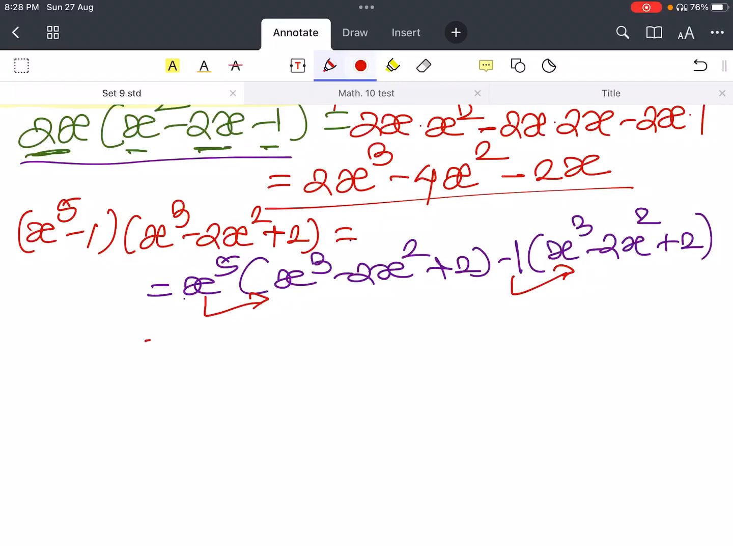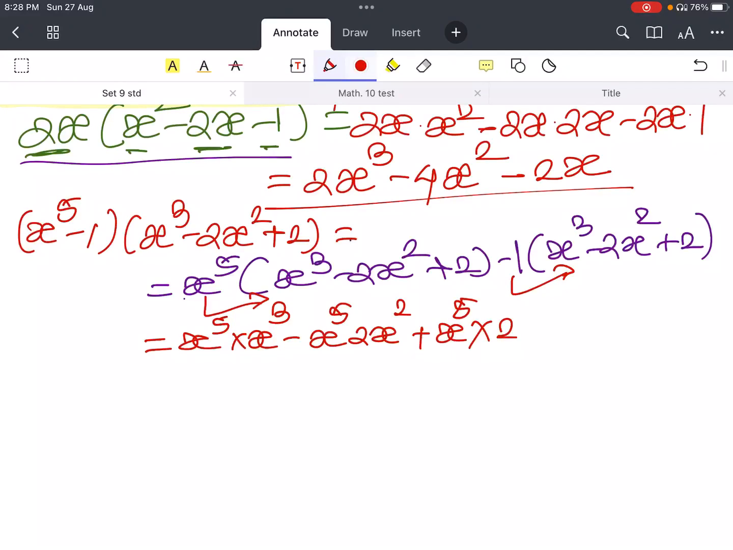Now simplify this: x raised to 5 into x raised to 3, minus x raised to 5 into 2x raised to 2, plus x raised to 5 multiplied by 2, minus x cube into 1, minus x cube into minus 2x square, and minus 1 into 2 becomes minus 2.